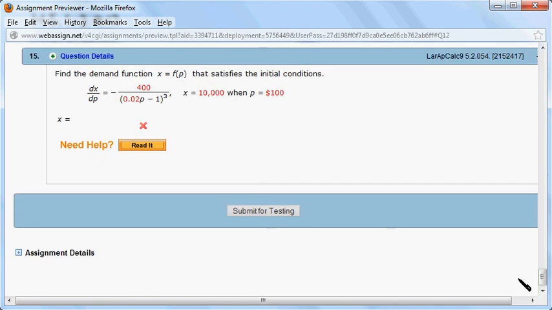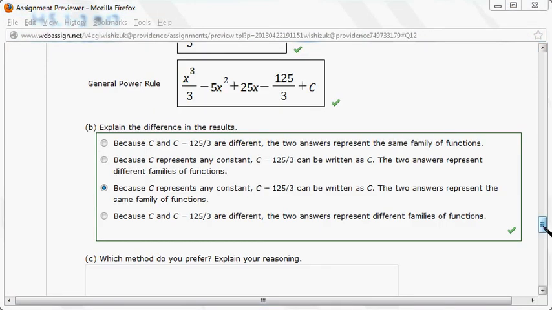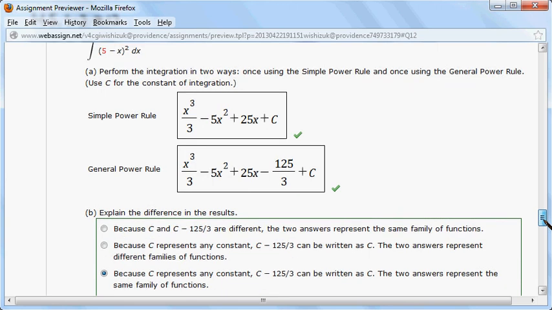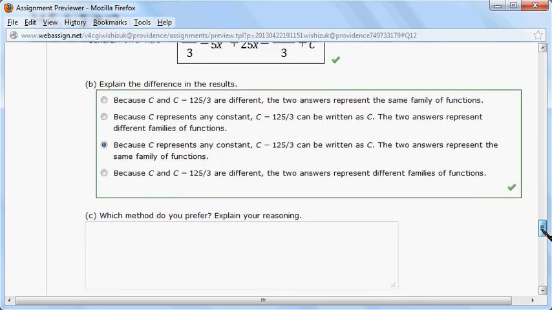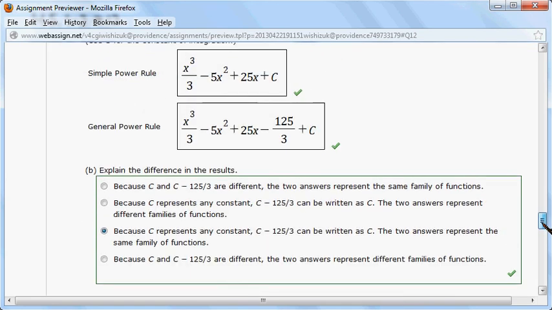So let's check the answer. Okay, you came back and it looks like we got these all correct. That's it. I hope that this was clear.